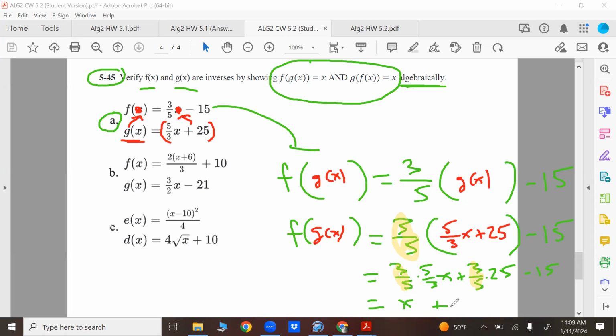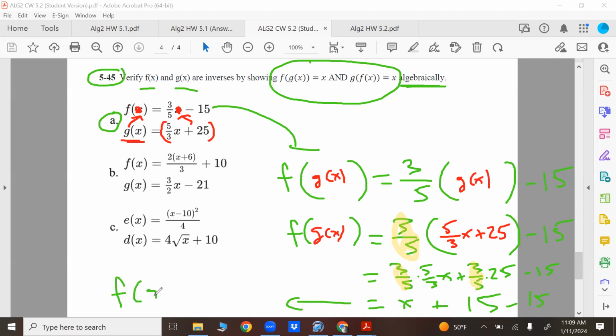What's 25 over 5? What's 3 times 5? Or if you do 3 times 25 first, which is 75. 75 over 5 is 15. You get that regardless. So you have plus 15 minus 15. What happens to the 15s? They cancel. Where are you stuck? X.